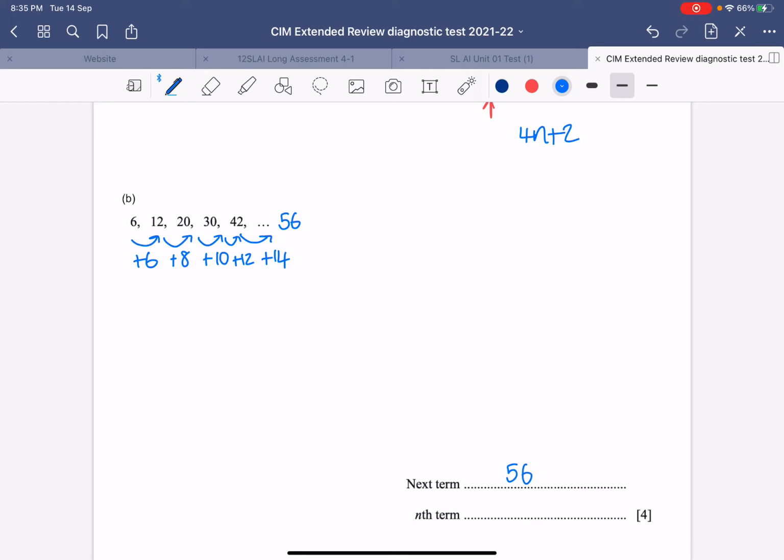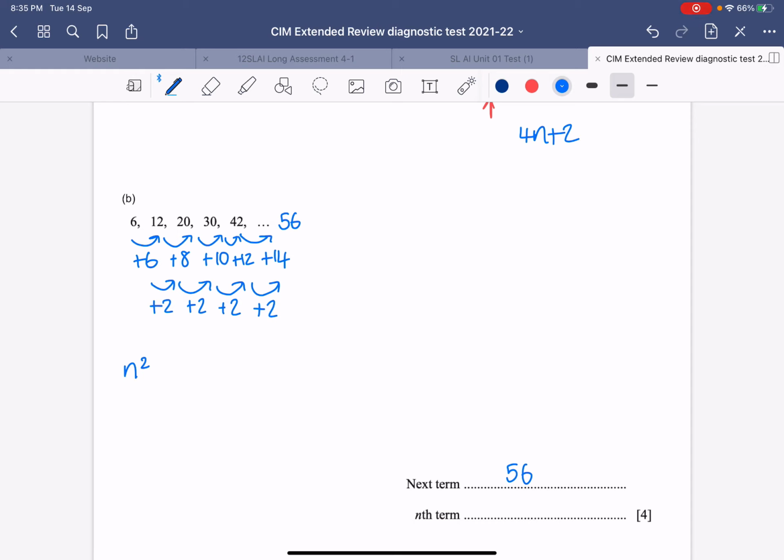And we need to work out the nth term. To do that, it's a quadratic sequence. One way to look at this is to see what the second difference is, and we're adding on 2 every time. So that tells me that I've got n squared, and I now need to work out the second part.